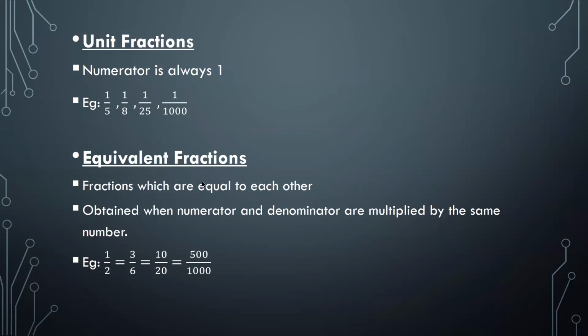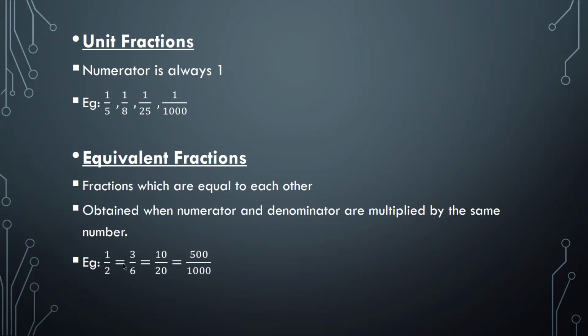The next type of fractions are equivalent fractions. Equivalent fractions are several fractions that are equal to each other, right? For example, here you have 1 over 2. I have given the equal symbol. It is equal to 3 over 6, 10 over 20, 500 over 1000. All these fractions are equivalent because they are equal to one another. If I simplify 3 and 6, I get 1 over 2. If I simplify 10 and 20, I get 1 over 2. So they are equal to one another.